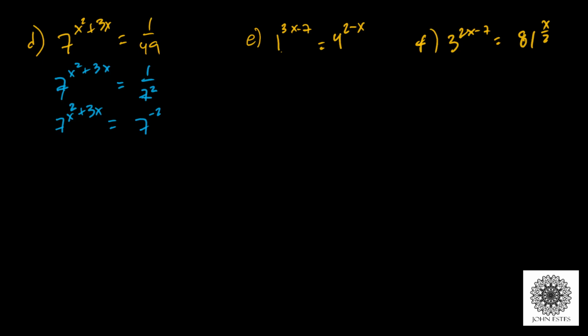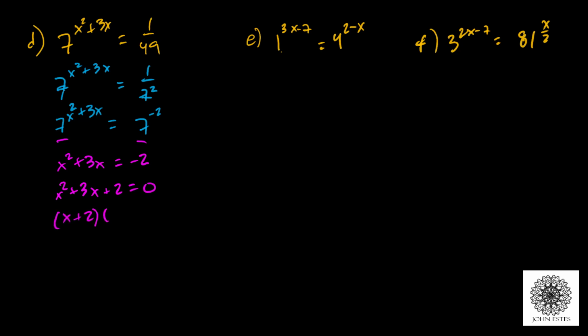So now I have a common base, and I can drop that base and equate the powers. So I end up with x squared plus 3x equals negative 2. This time this is a quadratic equation, so I'm actually going to get two solutions possibly. Let's see. So a quadratic equation we solve by setting everything equal to 0. Now I got to see if I can try to factor this thing.